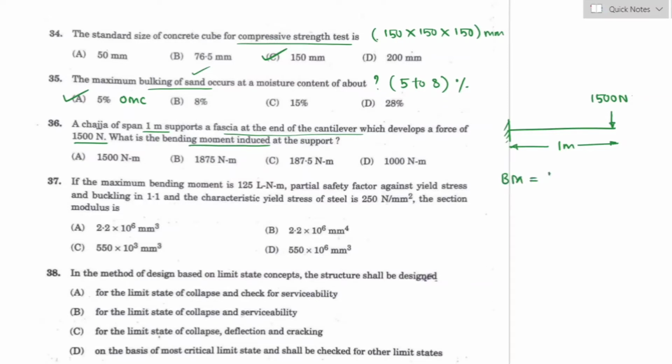It is given by the intensity W into L. So 1500 into 1 meter span. So maximum bending moment will be 1500 Newton meter. Option A is the right answer.